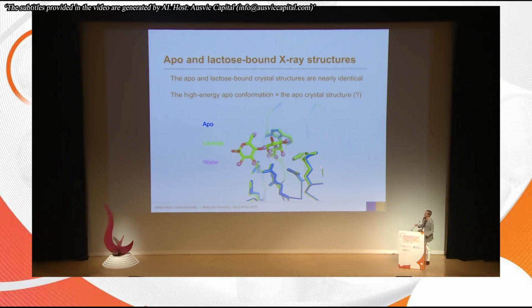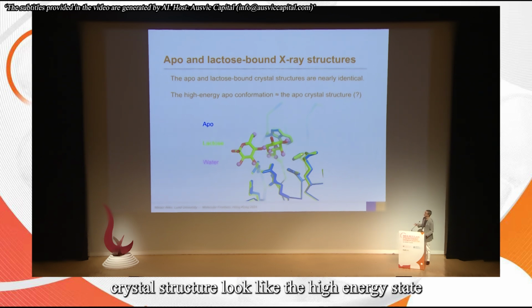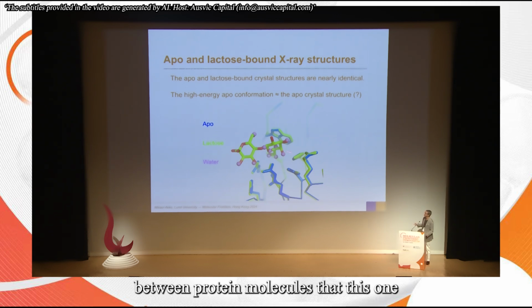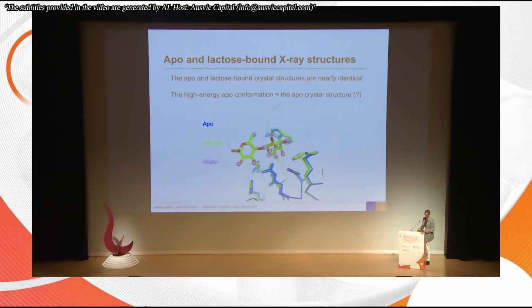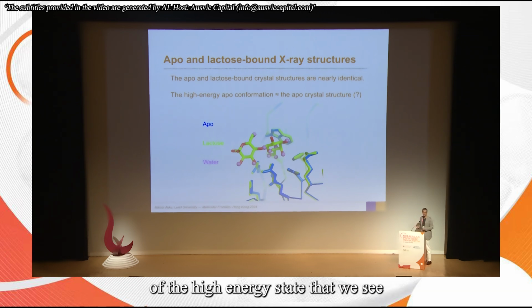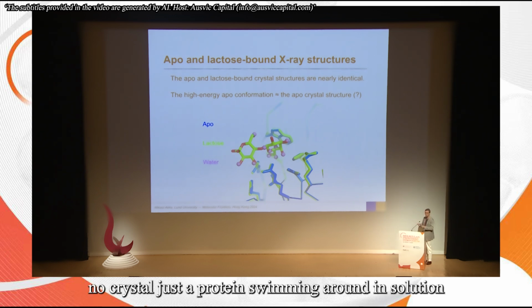And you may ask, why on earth does the crystal structure look like the high energy state? And the answer is we don't know, but it could be because of crystal packing forces in the crystal between protein molecules that this one gets selected when the protein crystallizes. But anyway, we have a very high resolution structure of the high energy state that we see by NMR in solution. No crystal, just a protein swimming around in solution.